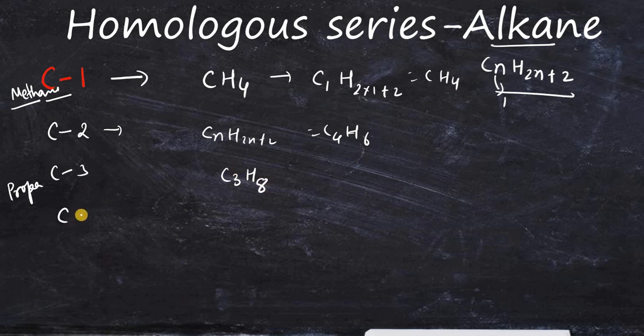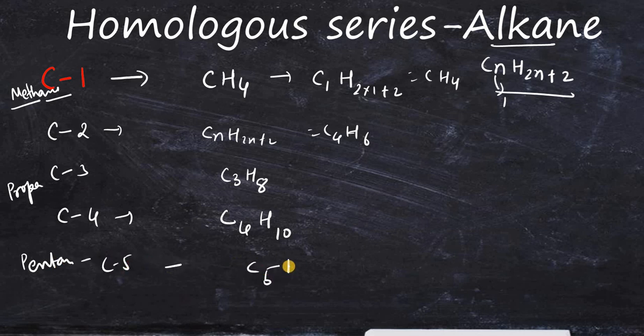Now you can write further like this. C4 will be C4H10. If you are writing pentane, which is carbon number 5, it will be C5H12. So this is the homologous series of alkanes. You can go on, beyond carbon number 20 and so on.